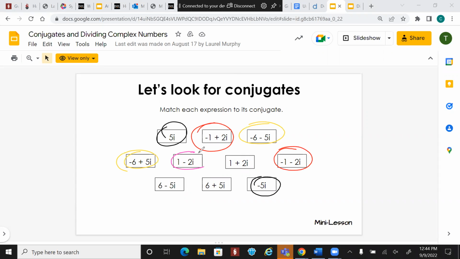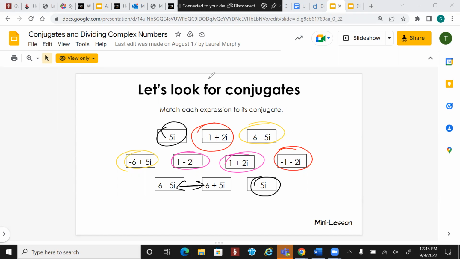And 1 minus 2i. 1 plus 2i. And then we got these two are left. Okay. Questions on what a conjugate is and how to figure out what it is?